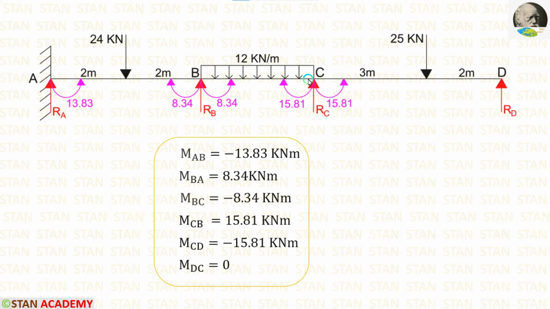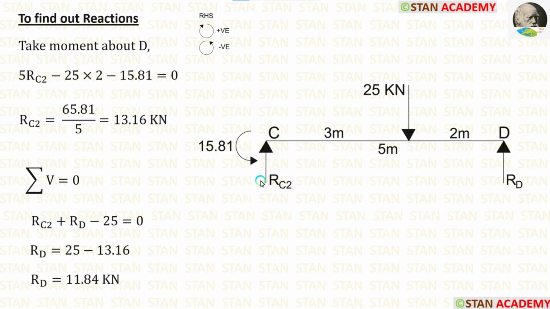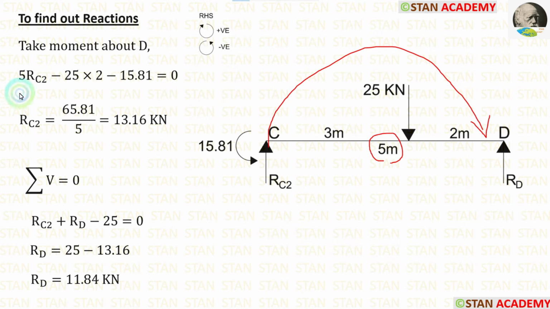Now let us take the span CD and calculate the vertical reactions. In the span CD, there is only one moment, MCD, which is acting in the anticlockwise direction. In this span, first I am going to calculate RC2. For that, I am going to take moment about D. RC2 is acting towards the point D in the clockwise direction, so it will be positive and the distance is 5 meter. So 5 RC2.